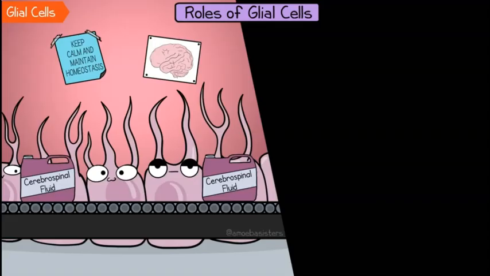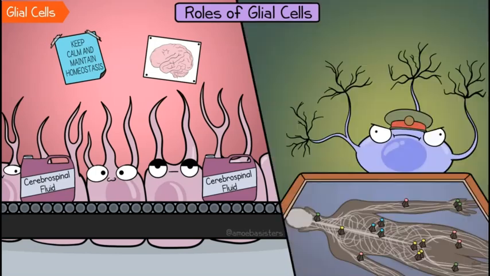Some glial cells produce cerebrospinal fluid, which is protective to the brain and essential for homeostasis, as well as many other critical functions. Some glial cells have important immune function in the nervous system. These are all just a few examples.